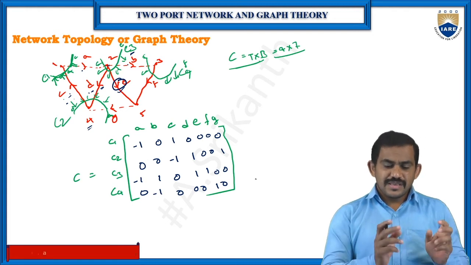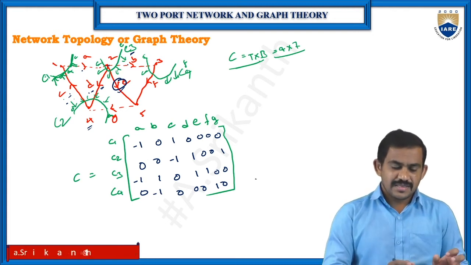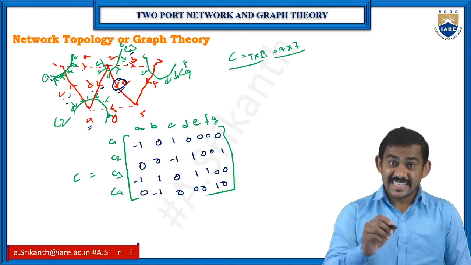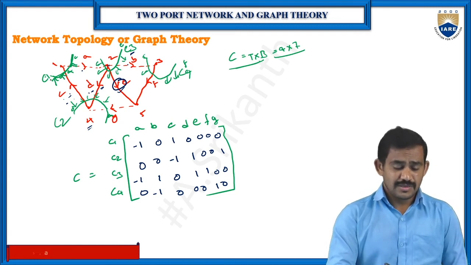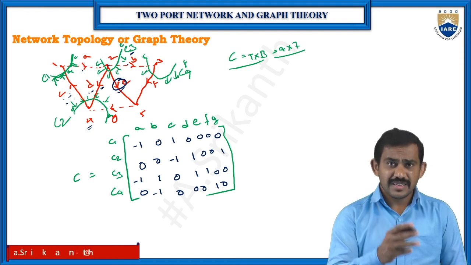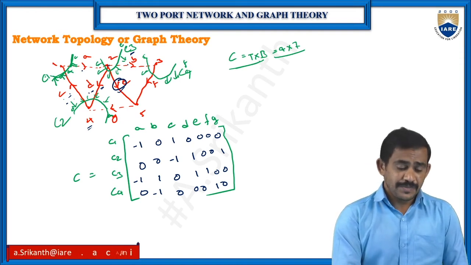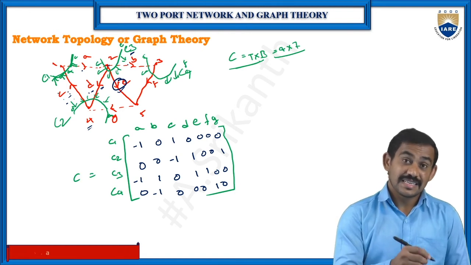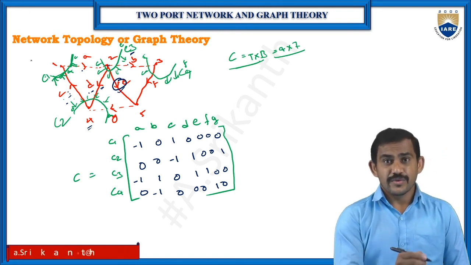Okay. So for the C matrix we need cuts. We need to cut the trees, not co-trees. You can cut at any place, not only a particular place, but you must decide which direction to take. So whichever tree we are cutting, that tree's direction you need to take at that particular node.